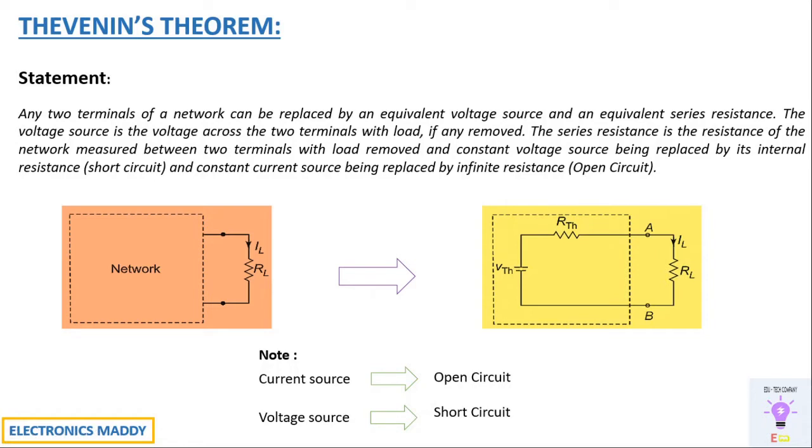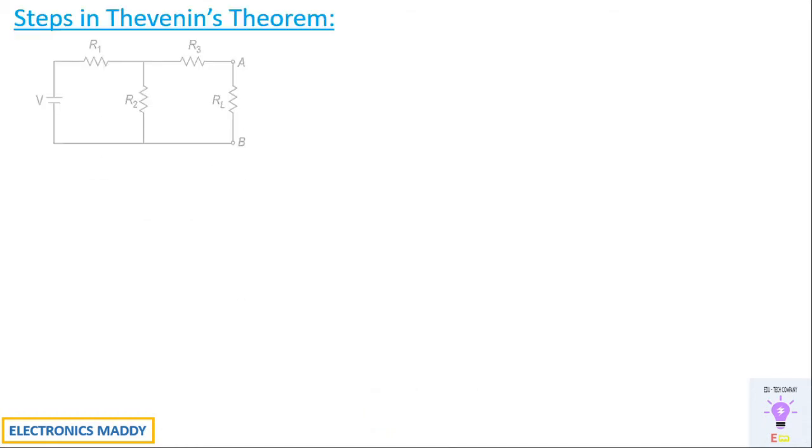But how do we proceed? How do we arrive at this from this network to this particular point? That is a big question, isn't it? So we'll be following a sequence of steps according to Thevenin's theorem. That is nothing but the proof of arriving at this particular point. We'll be following that throughout our problem. So let's look at the steps in Thevenin's theorem.